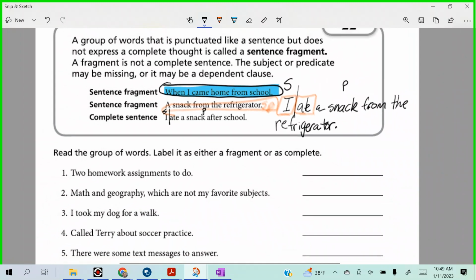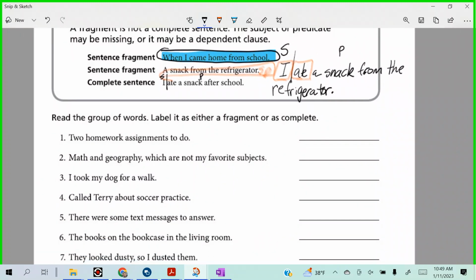All right, let's look at this. It says, read the group of words. Label it as either a fragment or as complete. That's not what I want you to do. Look up here. Take a look. You ready? We're going to go looking for subjects and predicates. Ready? 2 homework assignments to do. Is there a subject or a predicate in there? Is there a subject? No. We don't know who's got. Right? So to make that complete, it would be what? I have. There it is.